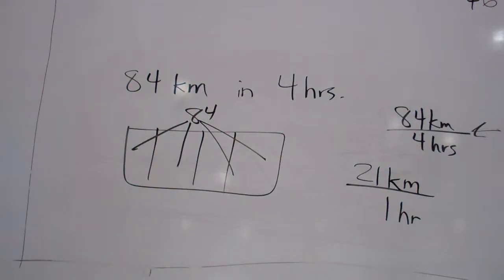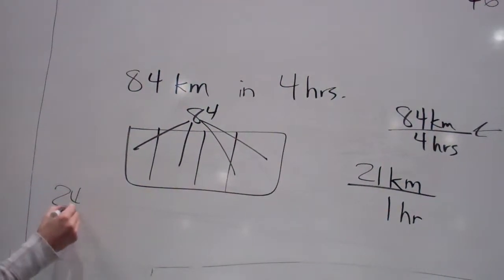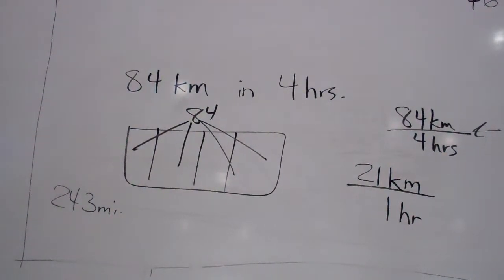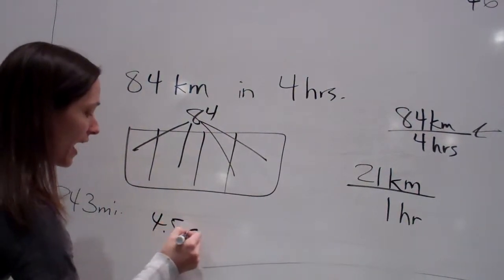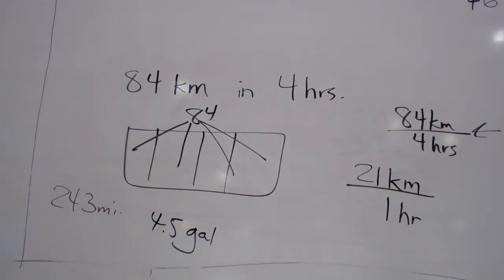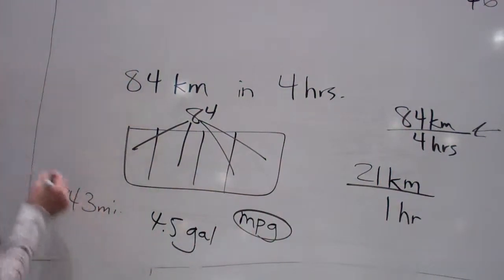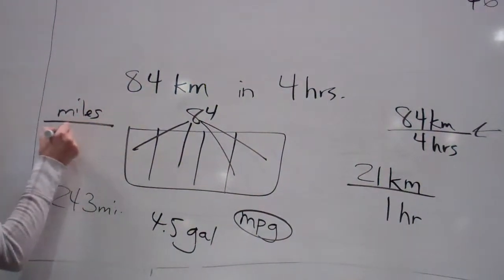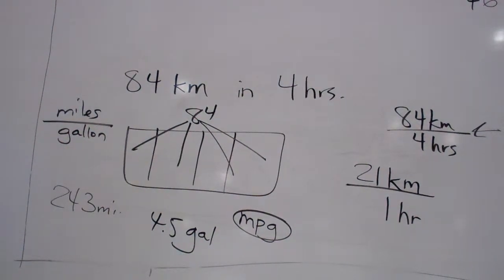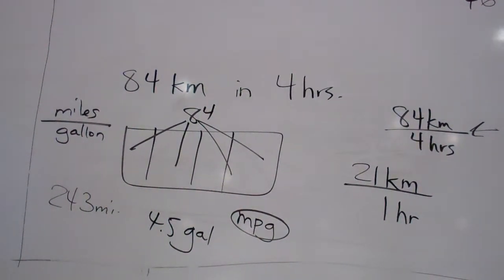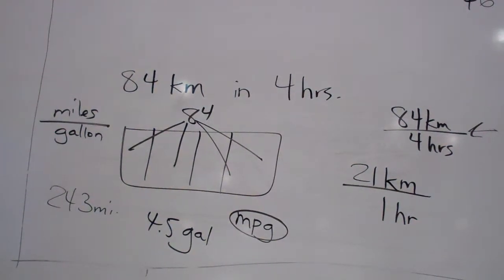Listen to this one and tell me how you would do this one. Roderick rode his motorcycle on an interstate trip. He traveled 243 miles on 4.5 gallons of gas. Roderick's motorcycle averaged how many miles per gallon? Miles per gallon. That's what that would look like. So what would the answer be? Somebody do that one. Tell me what you get.